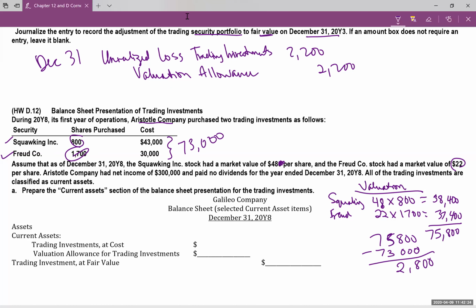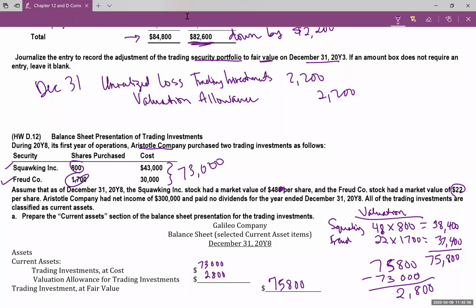Okay. So did it go up? Did it go down? And here's what the balance sheet looks like. Okay, this is an asset, current asset. They got trading investments at cost, 73,000. That's how much they paid for it. The valuation allowance. This is where you put, hey, up 2,800. Trading investment at fair value becomes this number, 75,800. And that is how you do that problem. That is the end of the Appendix D lecture.